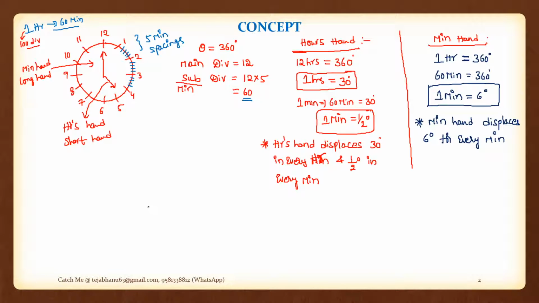Now, if I want to find out the angular displacement, the minute hand covers 6 degrees for every minute and the hours hand displaces half a degree for every minute, which is a total of 5.5 degrees. 6 minus half a degree is 5.5 degrees. That is 11/2 degrees.